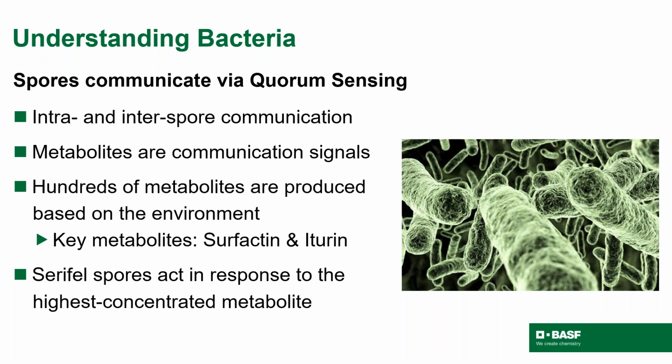formulation first to receive and send the correct signals. Hundreds of metabolites can be produced by the spores and are based on your environmental factors. Two of the key metabolites produced are surfactant and iturin, and I will discuss more about those in greater detail later in this presentation.